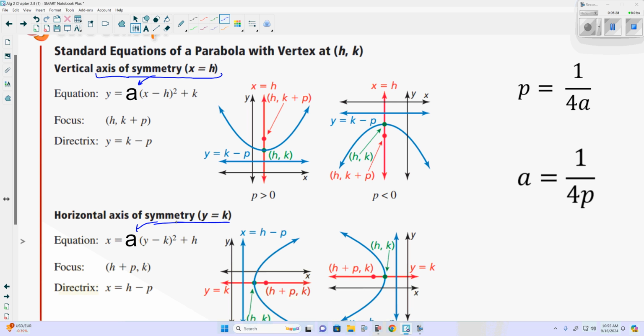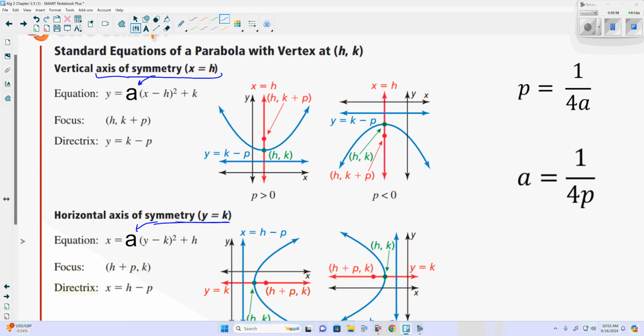Make sure I'm getting, nope, sorry. But again, it is easy to get these mixed up because the focus is h comma k plus p, and the directrix is y equals k minus p. Now, I'm not asking you to memorize these completely because, again, you'll be looking back at them, referring back to the general forms.